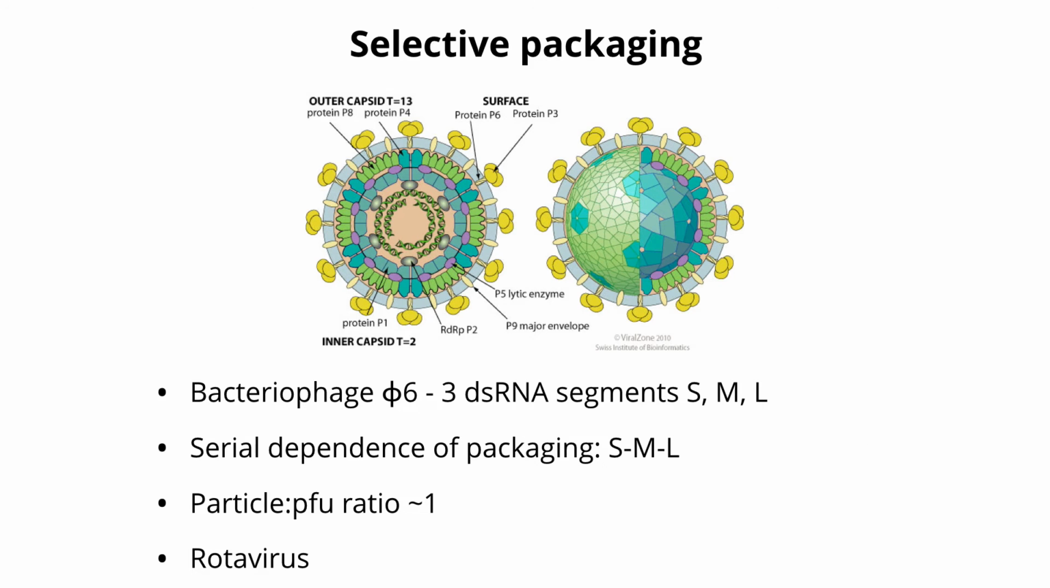Now, there is a bacteriophage where it's quite clear that we can have selective packaging, and this is shown here. It's bacteriophage Phi6.